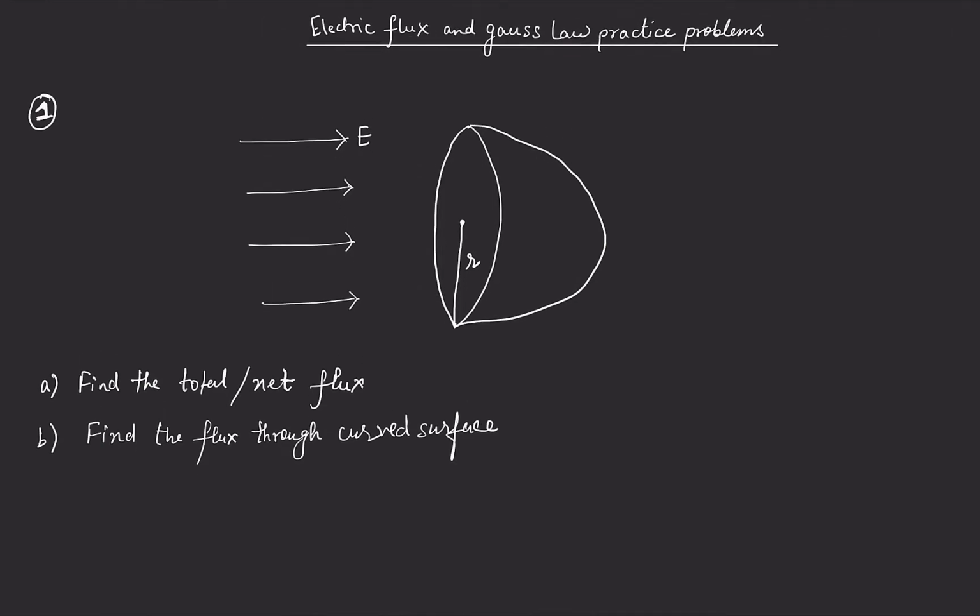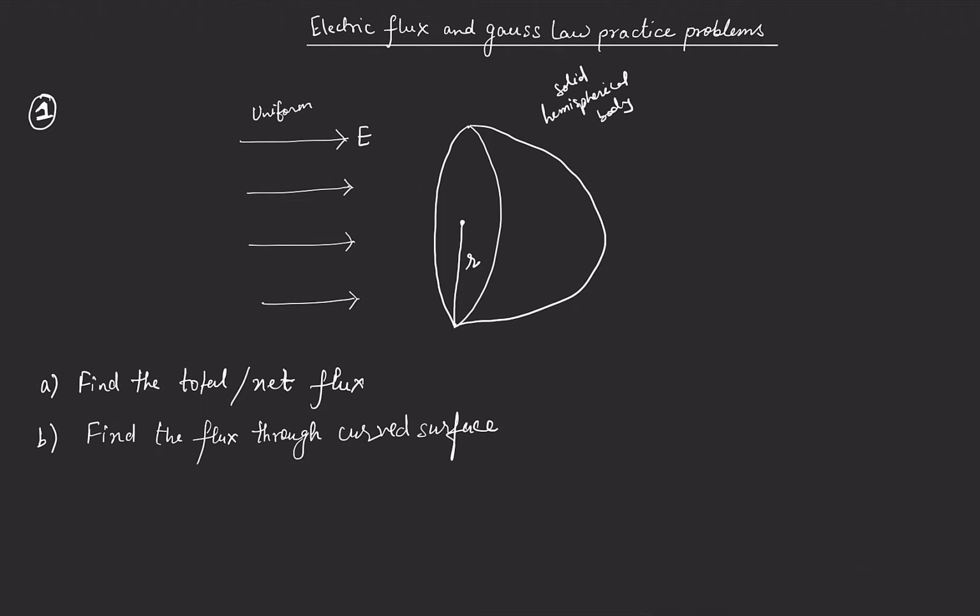So firstly, this is a question. We are given a hemisphere, a hemispherical body, a solid hemispherical body, and we are given a uniform electric field E. The radius of hemisphere is R, and the question is that we have to find the net flux through the hemisphere. So this is a very easy question.